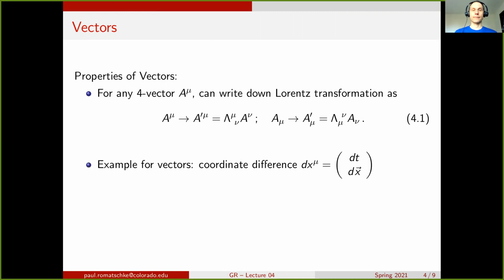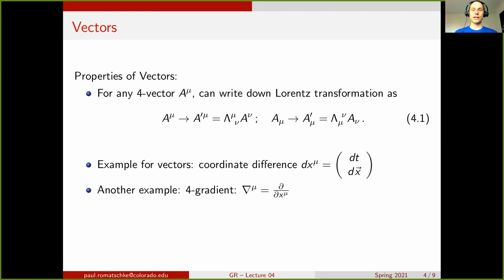Examples for vectors are multiple. Let me just mention a few. For instance, the coordinate difference dx mu, which is the 4 vector built out of the time increment dt and the space vector increment dx, this thing together is a 4 vector dx mu, and it transforms under Lorentz transformations according to this rule 4.1.